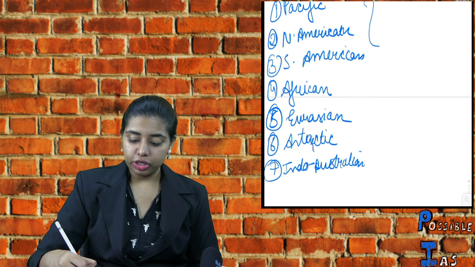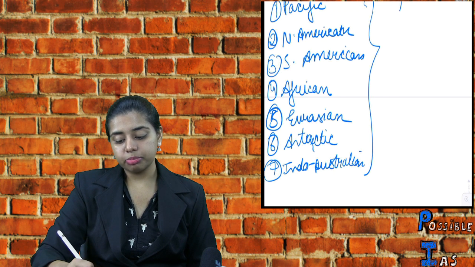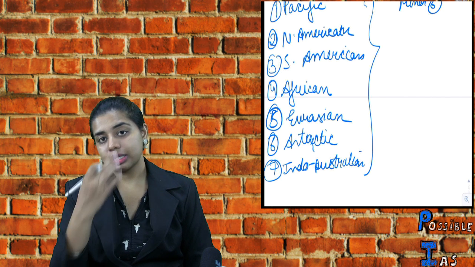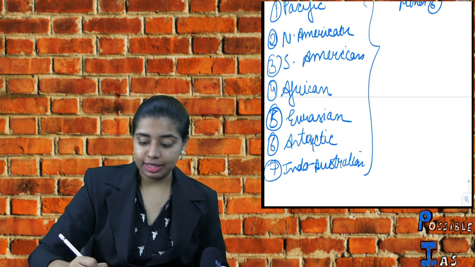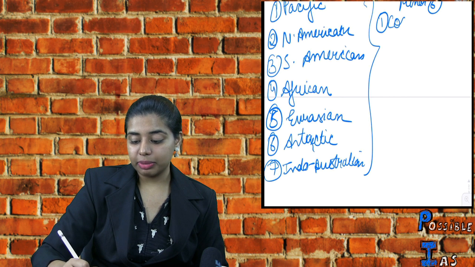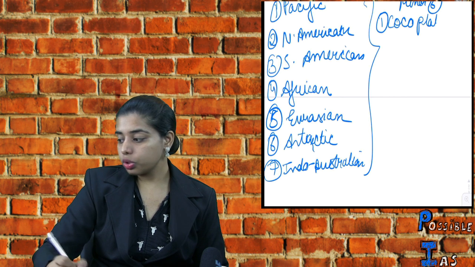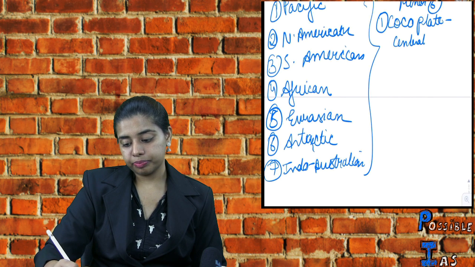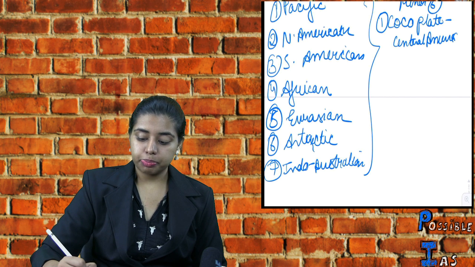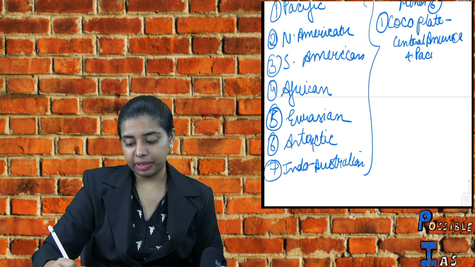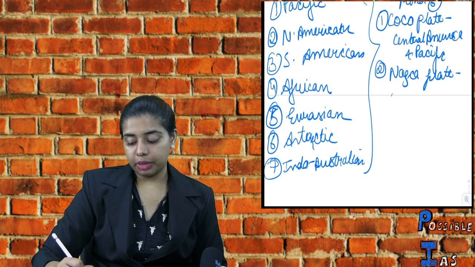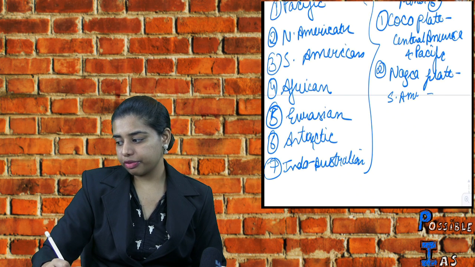Other than the major plates, you have certain minor plates, of which 6 are important. There are many of them, of course, but 6 are important, and these 6 are also given in the NCERT. Number 1, you have the Cocos plate, which is located between Central America and the Pacific plate. Second is the Nazca plate, located between South America and the Pacific plate.